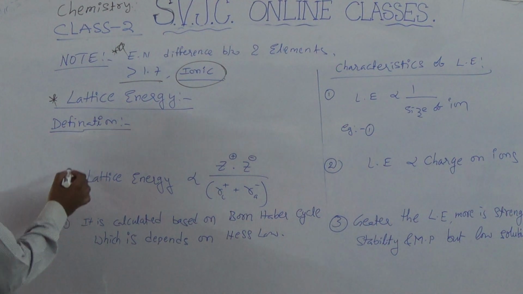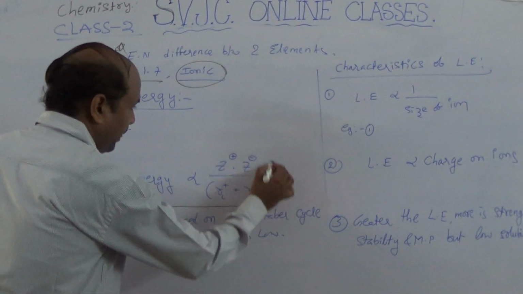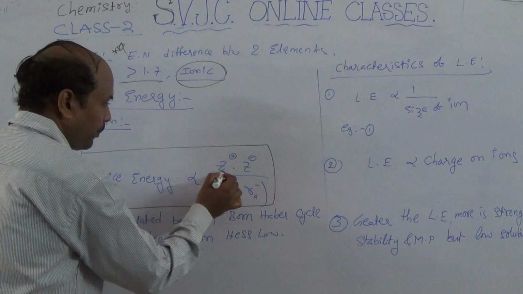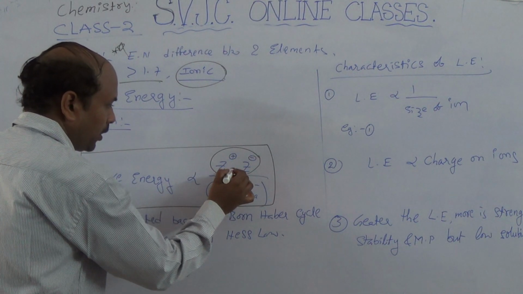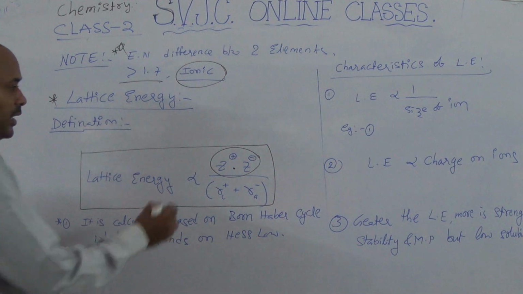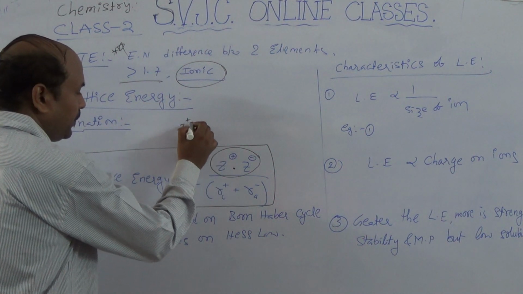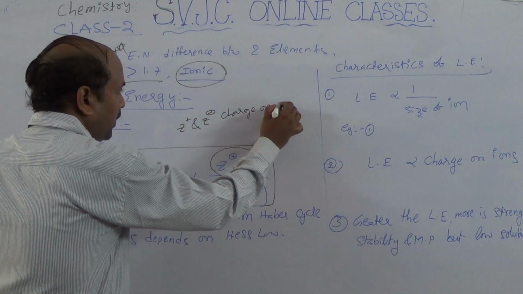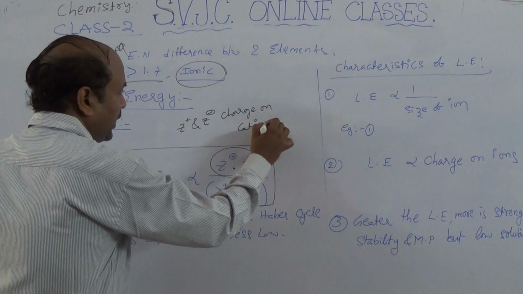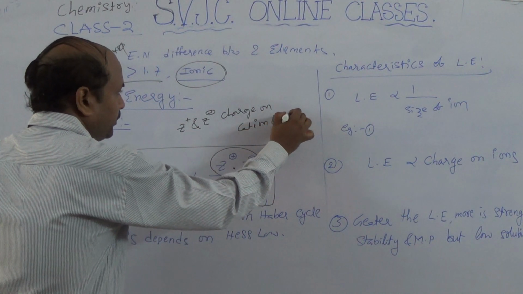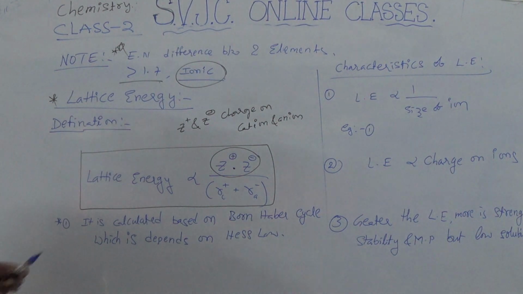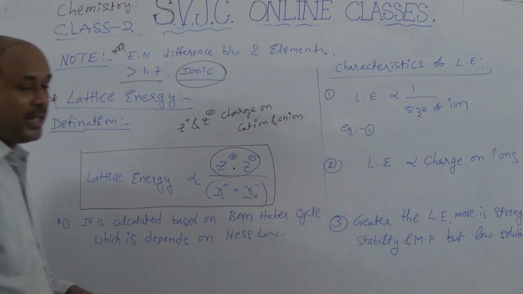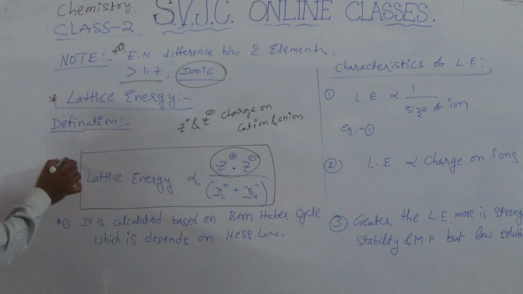And here, lattice energy is directly proportional to the product of the charges on the cation and anion. Here Z plus and Z minus indicate the charge on the cation and anion, and it is inversely proportional to the sum of the radii of the cation and anion. Okay, this formula is very useful.